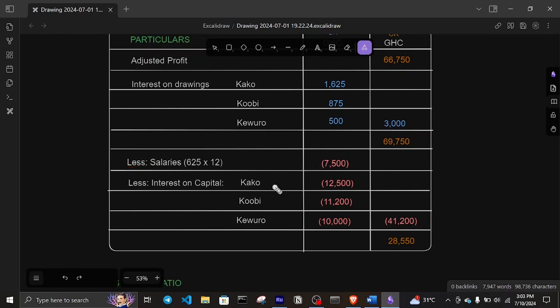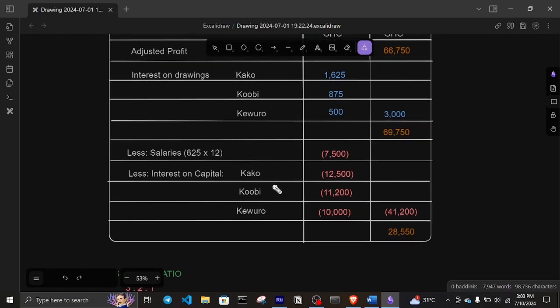Next is the interest on capital. The amount that the partners contributed to the business, they are going to earn some interest from it, which goes back to them. And these amounts are going to decrease the profit of the business. So again, we subtract all of them. So we are going to add all these together, and then we are going to get 41,200 Ghana cedis. Now, we are going to subtract the 41,200 Ghana cedis from the 69,750, and we are going to get our amount to be 28,550. So this is the total profit that the business has actually made.